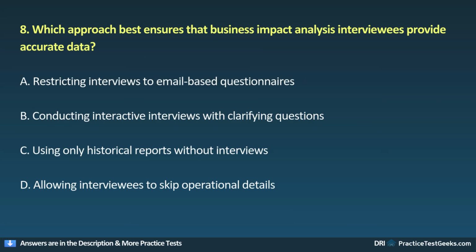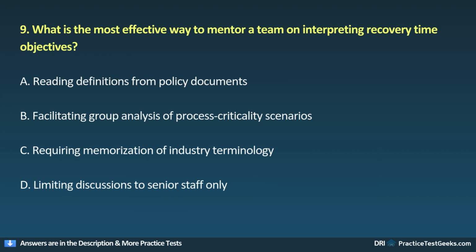8. Which approach best ensures that business impact analysis interviewees provide accurate data? A. Restricting interviews to email-based questionnaires. B. Conducting interactive interviews with clarifying questions. C. Using only historical reports without interviews. D. Allowing interviewees to skip operational details.